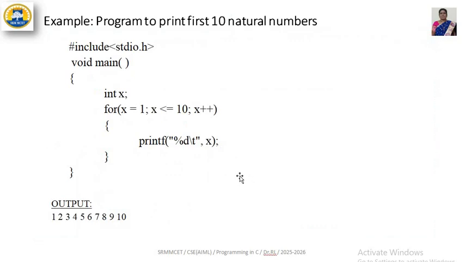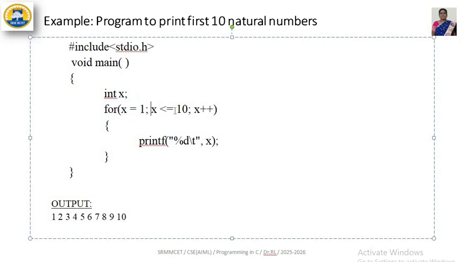Here also is a simple example to explain the concept of the for loop. Again we take the program to print the first 10 natural numbers using a for loop. Here also we initialize x equal to 1. The condition is x less than or equal to 10, and the increment statement is x plus plus, that is, every time x equals x plus 1, and the printf statement prints the x values. So as long as the condition x less than or equal to 10 holds, the statement printf x is executed. In the end, the output becomes 1, 2, 3 up to 10.